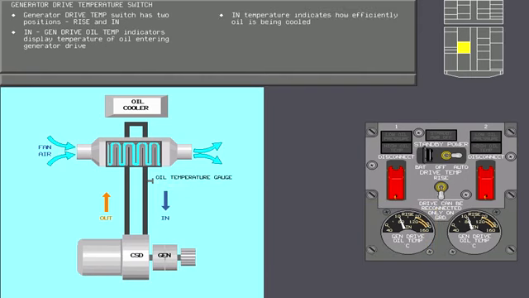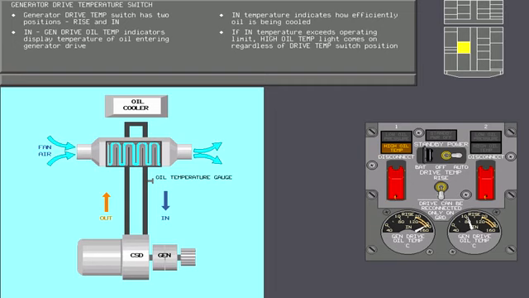The in temperature is an indication of how efficiently the generator drive oil is being cooled as it passes through the cooler. If the in temperature exceeds the operating limit, the respective high oil temperature light comes on, regardless of whether the drive temperature switch is positioned to rise or in.